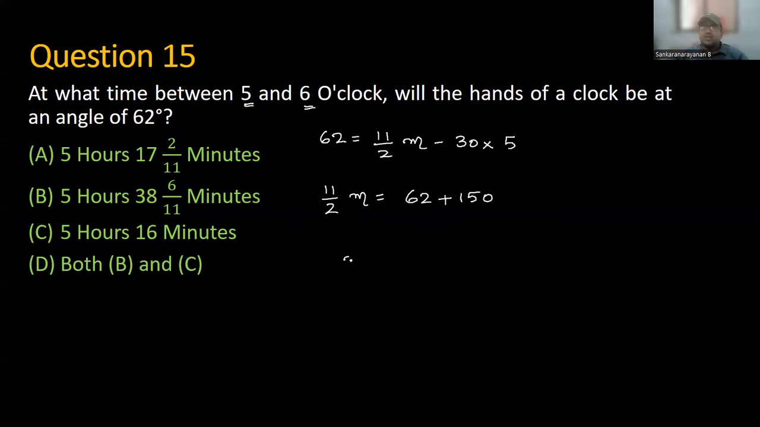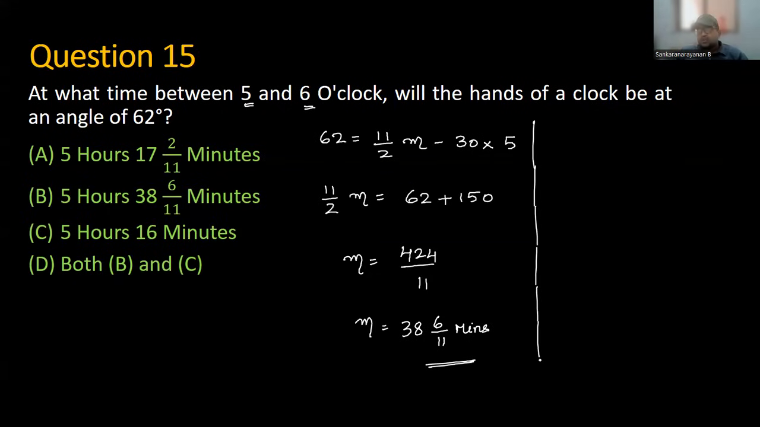And that is going to get you the value m. You can see that it is equal to 62 plus 150 into 2 by 11, which is as good as 424 divided by 11. On calculation, m will be equal to 38 and 6 by 11 minutes. So for this particular question, for one part, I can say 38 and 6 by 11 comes as our answer. But please note, one more possibility may be there.